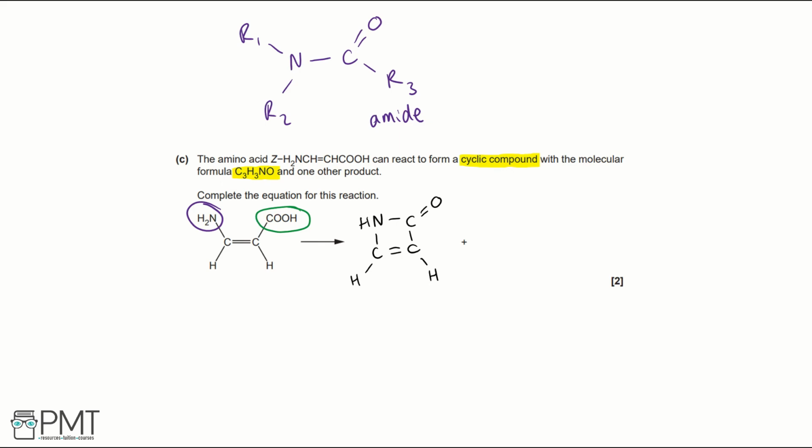Now we need to work out what the other product is, and there's only one other product. So the way we can work this out is looking at what we've lost. Well, we've lost one of these hydrogens, and we've lost an OH. So a hydrogen plus OH, well, that's H2O. So that's going to be our second product. If you're ever unsure, just look back at your reactant and look at your product and see what's missing, what's changed, and that's going to be your other product. So to get the 2 marks for this question, you get 1 mark for your cyclic compound and 1 mark for water.